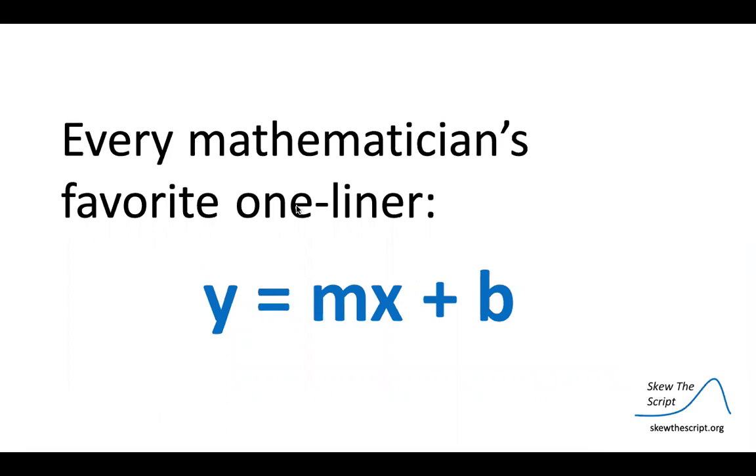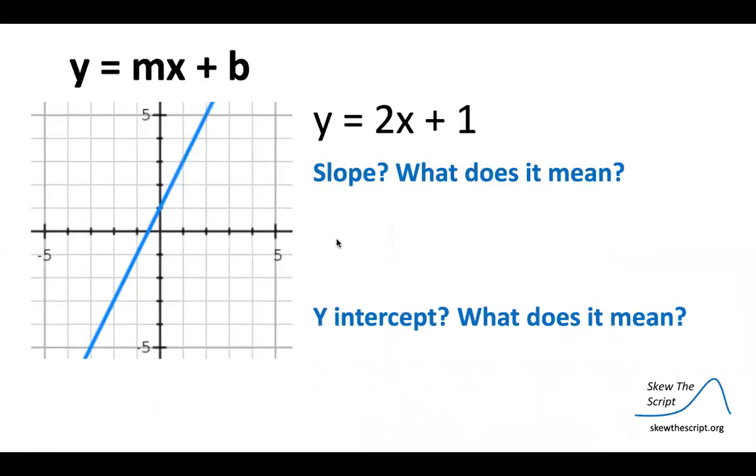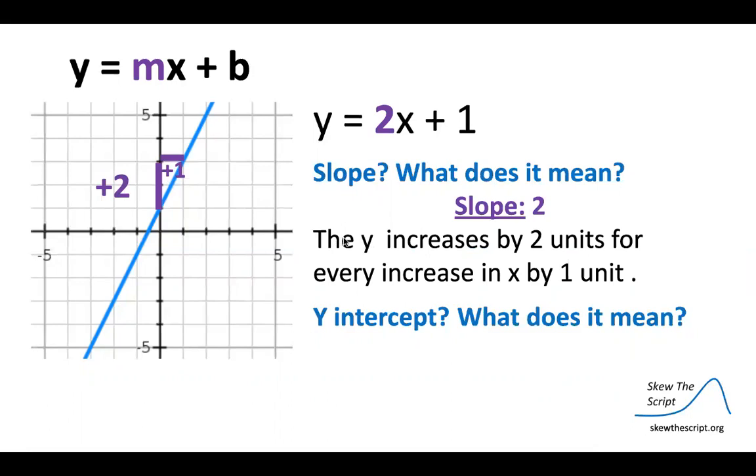Every mathematician's favorite one-liner is y equals mx plus b. Should be pretty familiar from last semester. So if I look at the equation, y equals 2x plus 1, where's the slope? What does it mean? Where do I see it in the graph, and where do I see it in the equation? So here, this line, it's going up 2 and over 1. Slope is really the change in y over change in x. And in the equation, it's the number in front of the x, the coefficient. And what I would say is that y increases by 2 units for every increase in x by 1 unit.